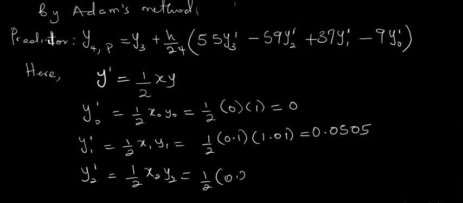Okay, so we're going to get y2 prime, which is going to be half x2 y2, and our x2 actually is going to be 0.2 times y2. If I use my calculator very well, this should give me 0.1022.